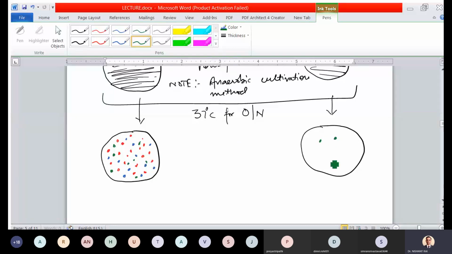Likewise here also you will get colonies, but probably you will get fewer colonies as compared to the first plate because it was diluted 10 times more, so you will get comparatively fewer colonies. So you will observe the bacterial colonies.